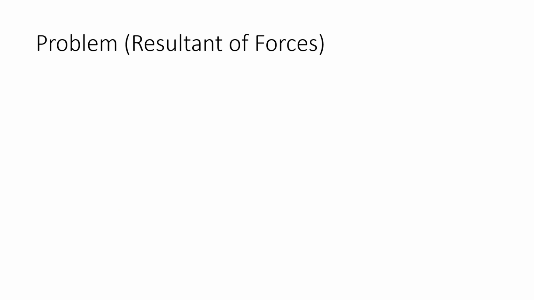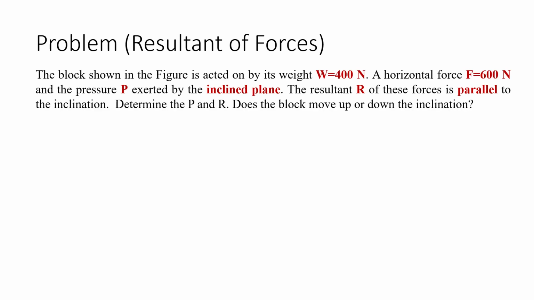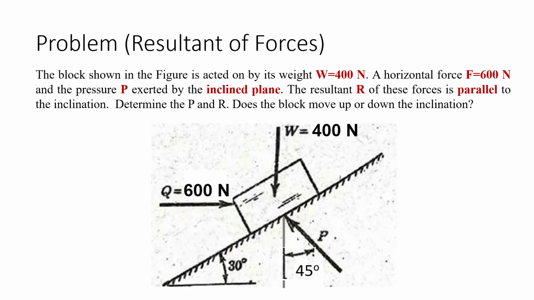Hello everyone. In this video we are going to solve a problem on finding the resultant of forces from Singer. So this is the problem given. The block shown in the figure is acted on by its weight W equals 400 Newton, a horizontal force F equals 600 Newton, and the pressure P exerted by the inclined plane. The resultant R of these forces is parallel to the inclination. Determine the P and R, and does the block move up or down the inclination.